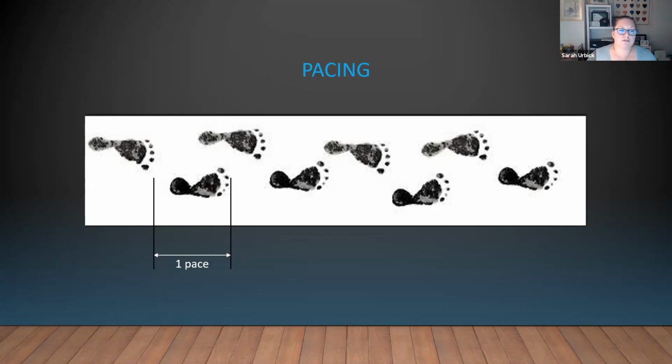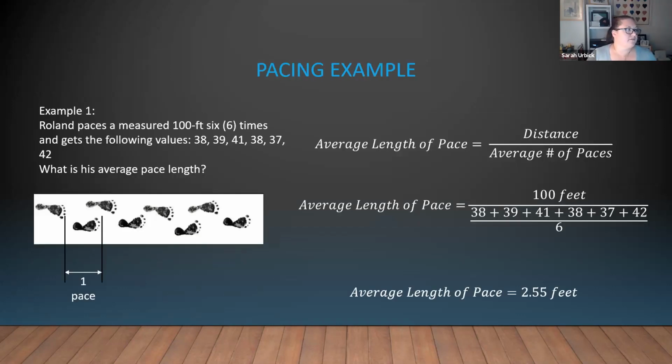Okay, so then what we're going to look at is an example here. We have Roland, and he goes out and he measures it 6 times. He walks that 100 feet 6 different times. He comes up with those values: 38 steps, 39 paces, 41, 38, 37, and 42. What is his average pace length? What is his stride length? How do we find that out?